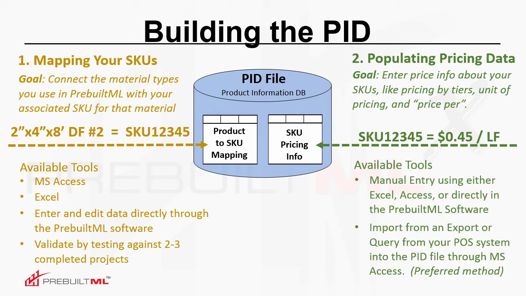The available tools or methods for this would be first a manual entry using either Excel or Access, or directly entering things in the PrebuiltML software. But for many, if you're using a point of sale system where pricing is going to change and update over periods of time, the preferred method would be to devise an export from your point of sale system that you can then copy and paste into the PID file to make that process go much easier and make it maintainable in the future.